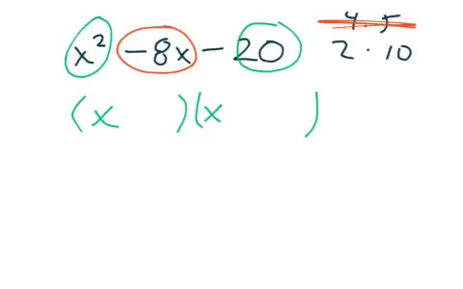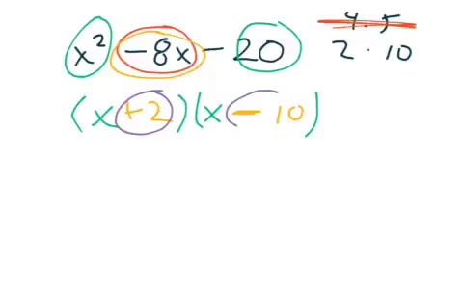But if I do 2 times 10, I can do a minus 10 plus 2, and there's my negative 8x. And of course, 2 times negative 10 is negative 20. So all the signs work out perfectly. And that was basically what I'm hoping that you already understand in regards to factoring.